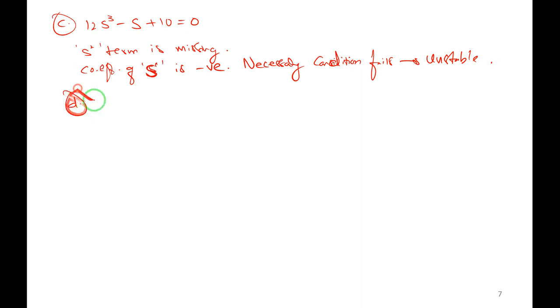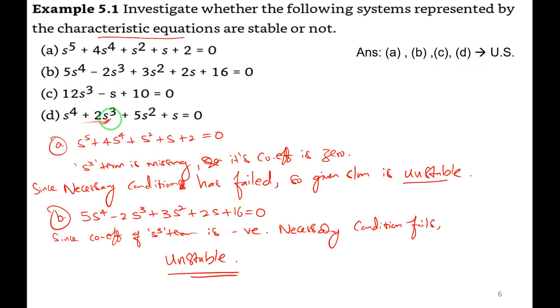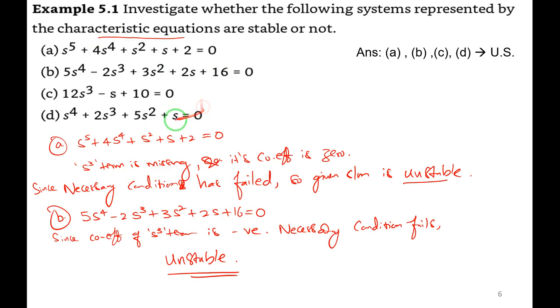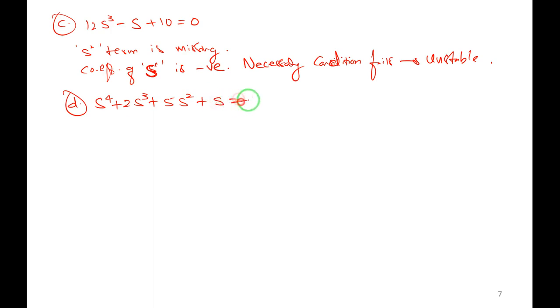Okay, D. s power 4 plus 2s cube plus 5s square plus s equal to 0. Can anyone tell whether the given system is stable or unstable just by inspection? Can anyone tell whether the necessary condition is satisfied? Please unmute yourself and tell. Is the given system stable or unstable?